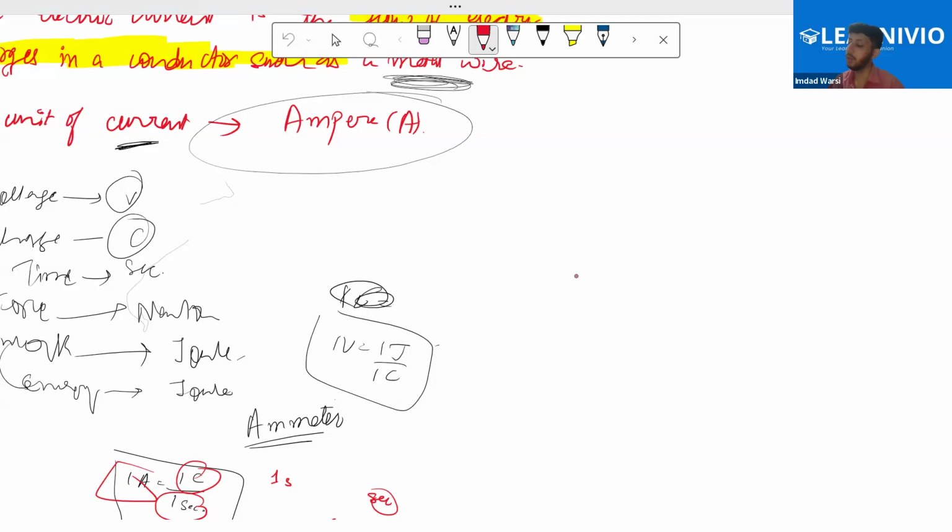Now, if I want to measure the electric current in a circuit, which device will I use? Electric current, ammeter. What are the characteristics of an ammeter? It should be placed in series and it should have low resistance. Why should it have low resistance? Because then only there won't be difference in the electric current.